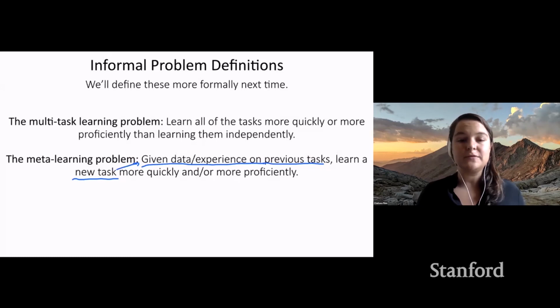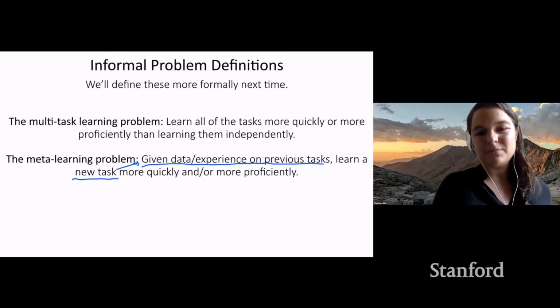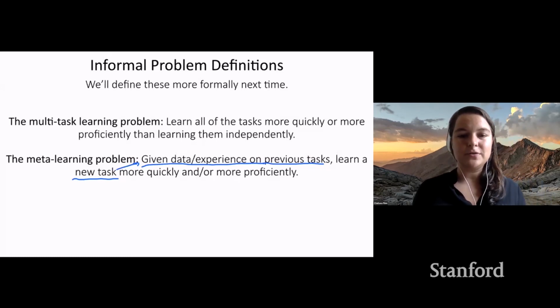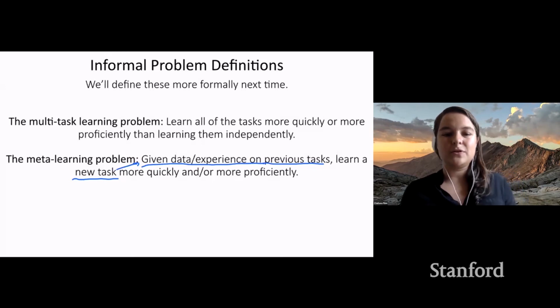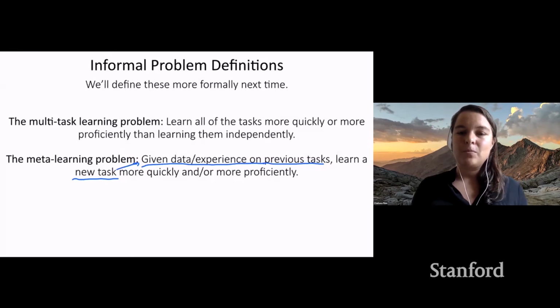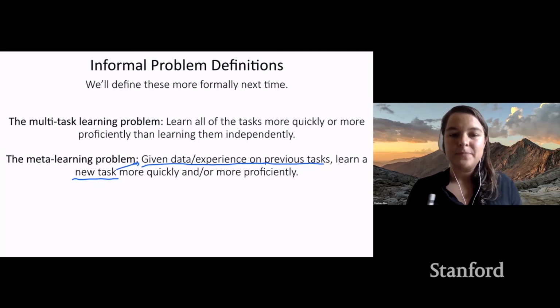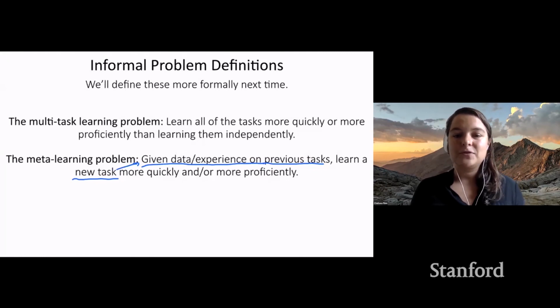So one way to do this is fine tuning, where you take a model trained on previous tasks and then fine tune it for a new task. This is a hand-designed scheme to transfer knowledge from one task to another. Whereas in meta-learning, you'll take a set of tasks and try to explicitly optimize for transferability, essentially explicitly optimize for good generalization performance after seeing a small amount of data for a new task. So this is one of the more salient differences between the two.